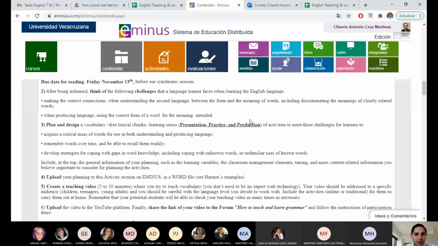Another challenge that you need to take into account is when producing language, using the correct form of a word for the meaning intended. Okay, just like the example I provided with like. Okay, I like reading just like my father does. Okay, so discriminating the use and the meaning of like.